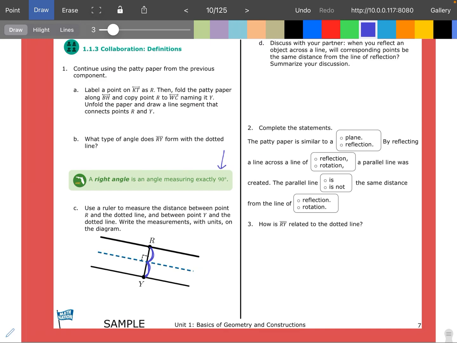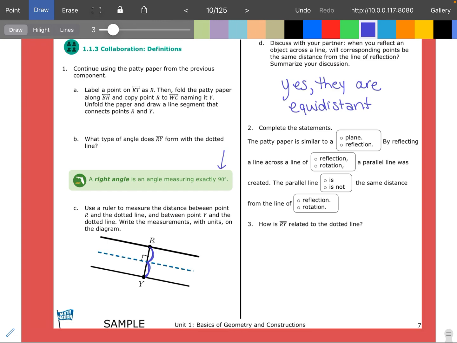So in this case, when you reflect an object across a line, the corresponding points are the same distance. We're going to say they are equidistant. I feel like I'm spelling that wrong. Pretty sure I may have, but we're going to go with it. Equidistant. Equal distance is what it means. So let's complete the statements.